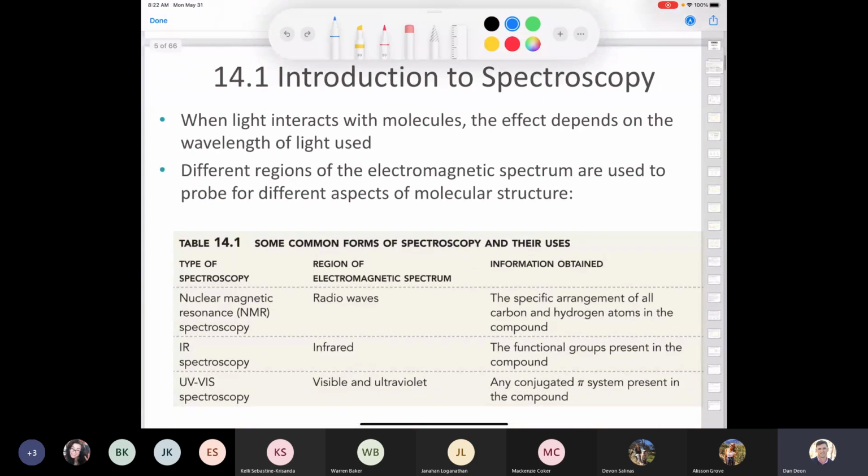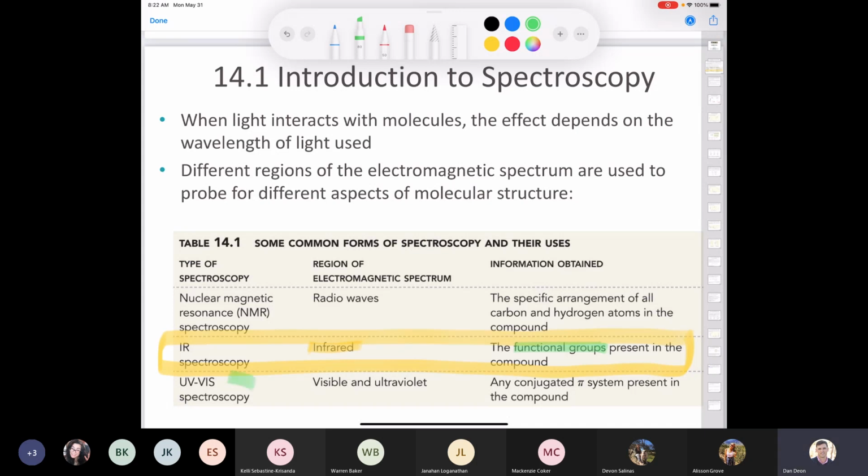Well, it depends. Different regions of the electromagnetic spectrum can be used to probe different aspects of molecular structure. Now, again, you've heard me say this 100 times already this morning, but we're going to focus on infrared spectroscopy, which uses the infrared region of the electromagnetic spectrum, and it's going to give us information about functional groups. That's why we learned functional groups earlier on in the class.